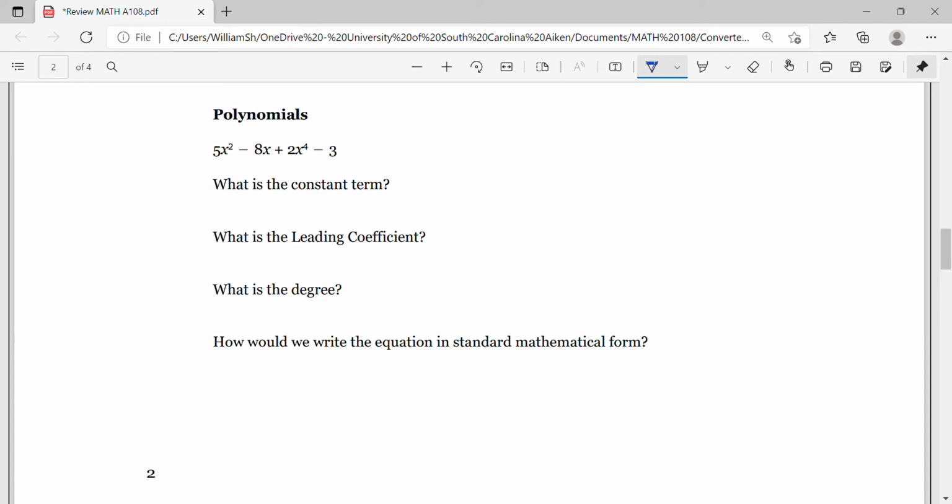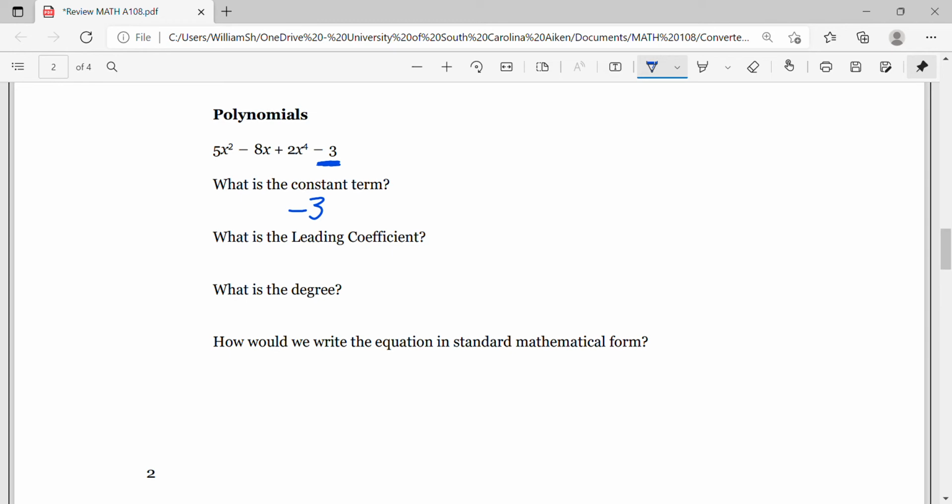The constant term is the term without the x. So the only term we have up here without an x is this negative 3, and we do have to include the sign in front of it. That's very important. So our constant term here is negative 3. If it's positive, you don't have to put the positive because it's indicated as positive by not having a negative in front of it. If you put the positive, that's fine as well.